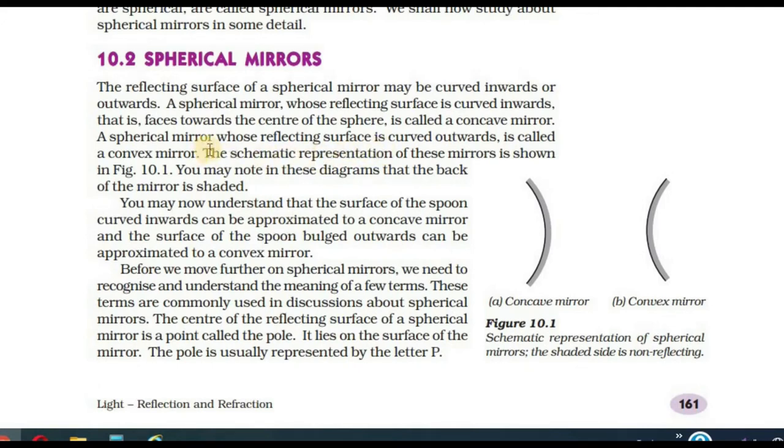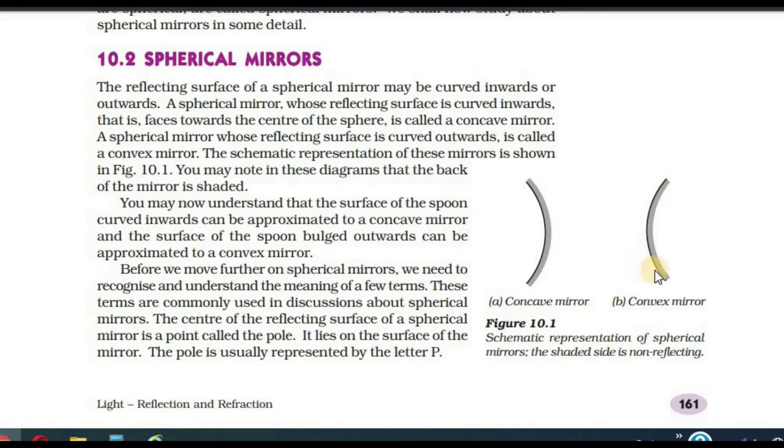Spherical mirrors are of two types. A spherical mirror whose reflecting surface is curved inwards, that is, it faces towards the center of the sphere, is called a concave mirror. What is a concave mirror? A concave mirror is a spherical mirror which is curved inwards. We know that a spherical mirror is part of a big sphere, isn't it? If the reflecting surface faces the center, it is curved inside, like a cave, so it is named concave.